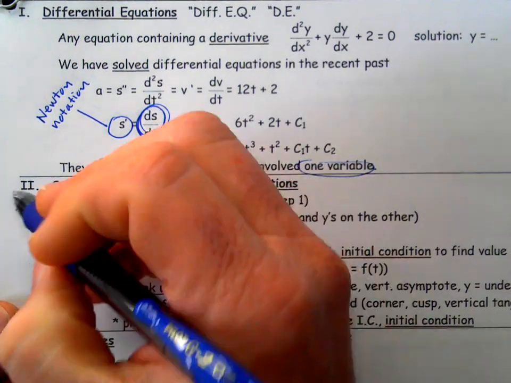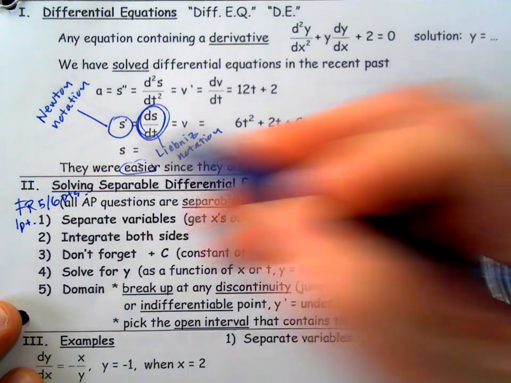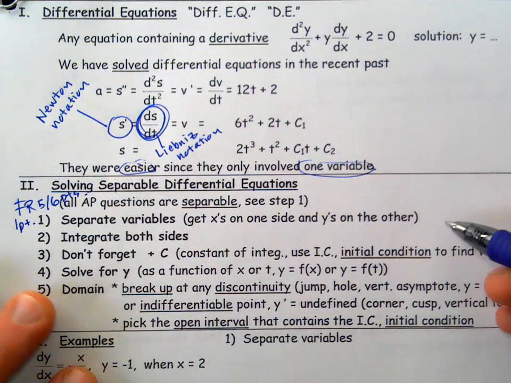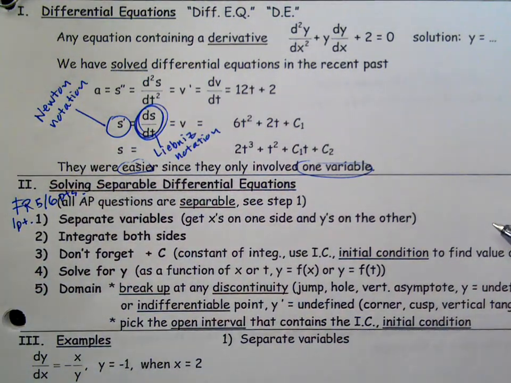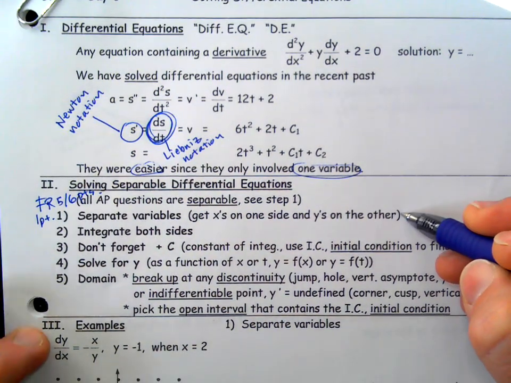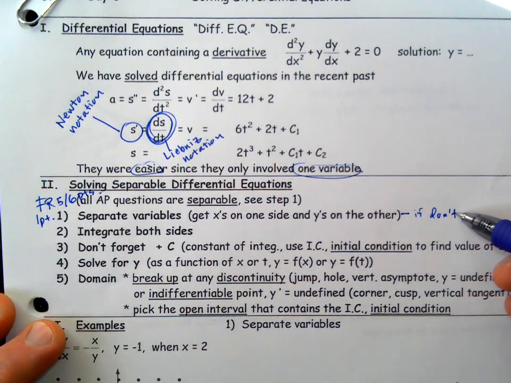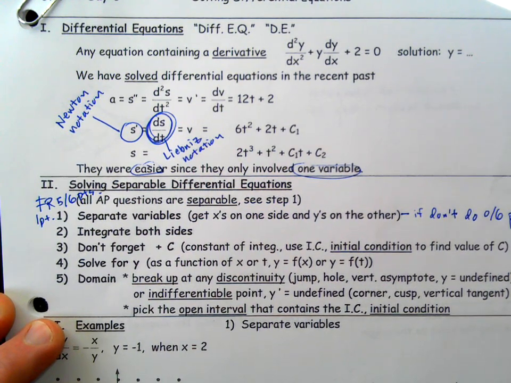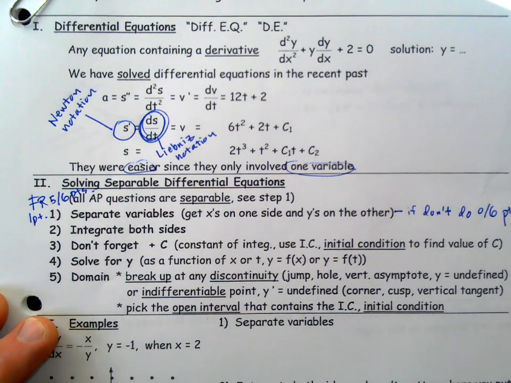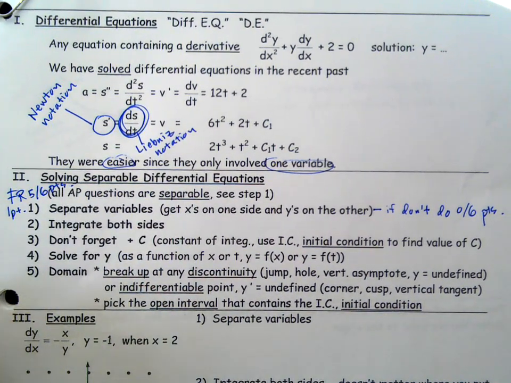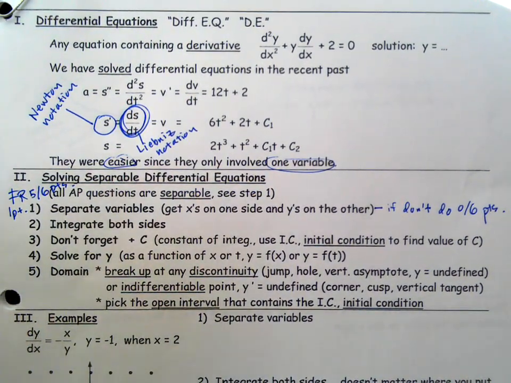So just separating the variables is worth 1 point. The problem is if you don't separate the variables, you're going to get 0 out of 6 points. Whatever you're doing isn't going to make any sense, so you don't get any points. So you want to make sure you separate the variables.